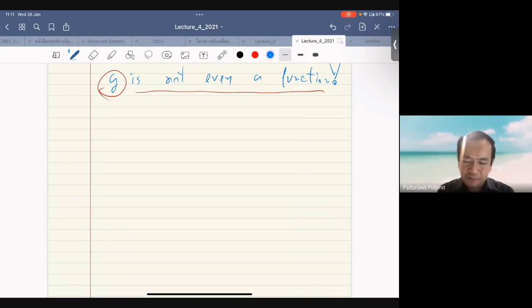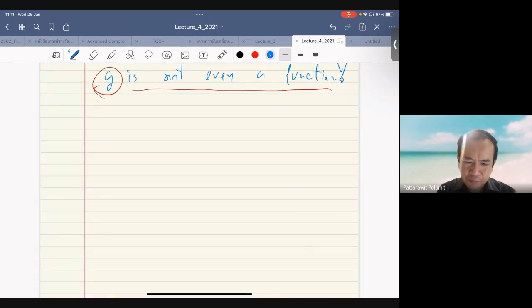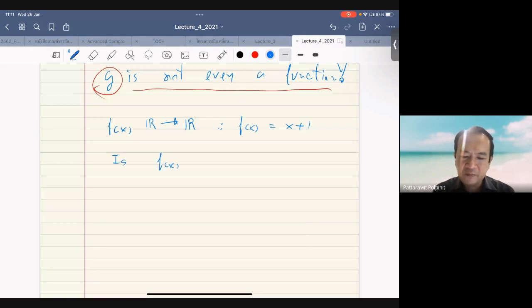For example, let's say f is a function from the set of real numbers to the real numbers, and f of x is equal to x plus 1. The question is, is f of x onto? Similar to the one-to-one case, if you remember, there are two possible answers: yes, it is, and no, it isn't, right?